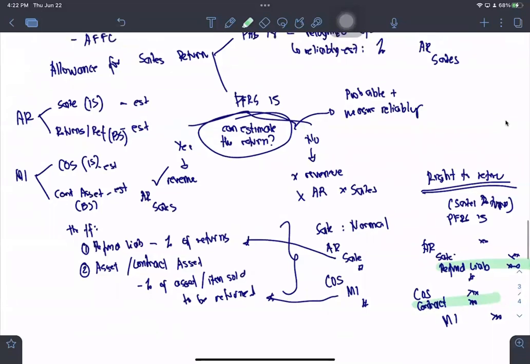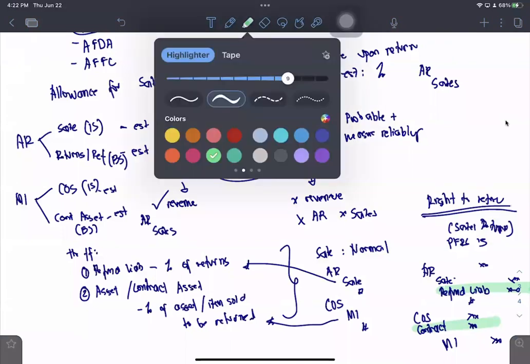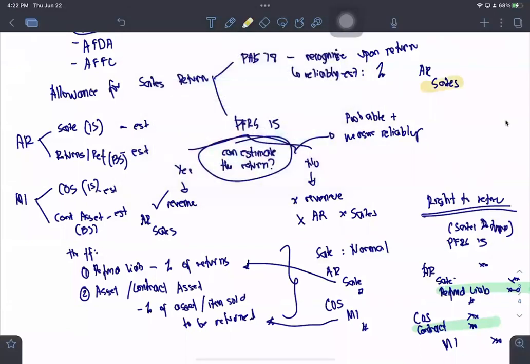So let's wrap up allowance for sales return. For sales return, as long as you reliably estimate it, you provide an allowance. If not, then you only recognize upon return. But you always recognize revenue. Here, past 18, wala tayong problema. Kailangan nyo laging i-recognize yung revenue. Pero under PFRS 15, you need to know whether you can estimate the return or not. If you can estimate the return, then you can recognize the sale. If not, then you cannot recognize the sale.